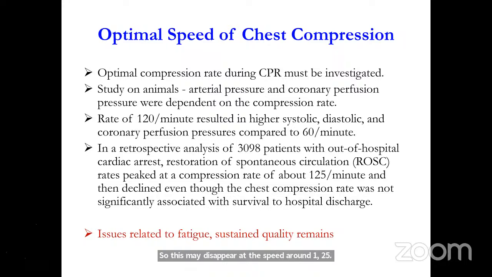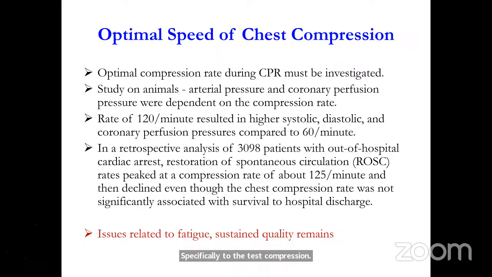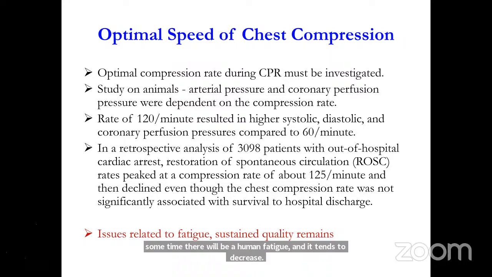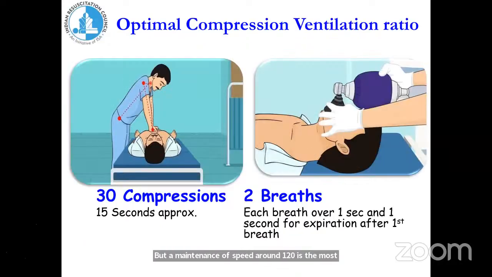But then we also need to remember that the issue of fatigue happens. When somebody has to do resuscitation efforts, specifically chest compression, after some time there will be human fatigue and the rate tends to decrease. So even if we put it at 100 to 120, and somebody starts at 100, the fatigue will bring it down. That's why not only ensuring good quality chest compression is important, rotation of the chest compressors is important, but maintenance of a speed around 120 is the most acceptable one as per the available evidence that we have.